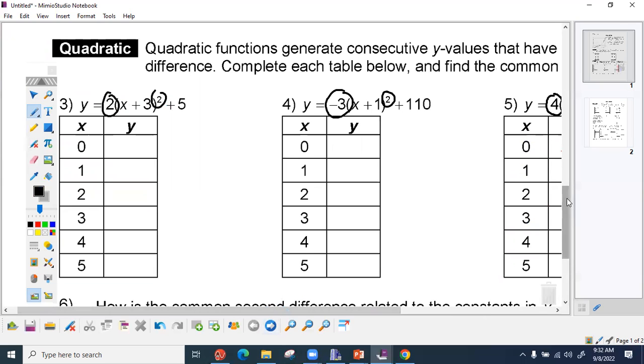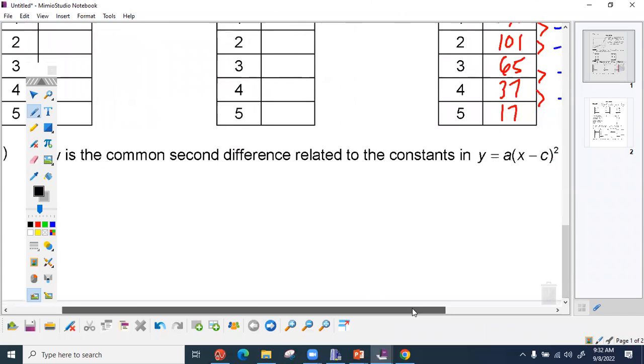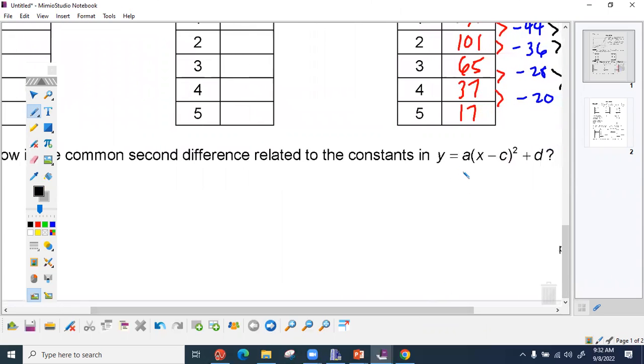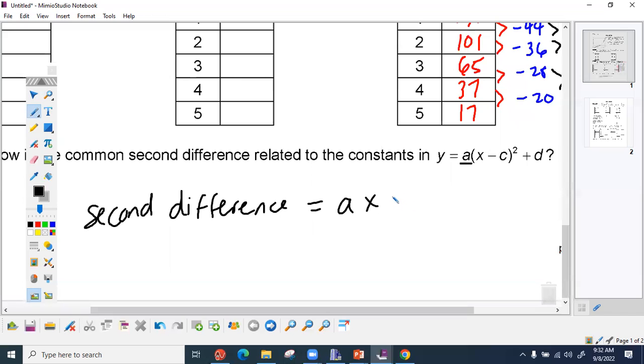So we can come to the conclusion that the relationship between our second difference and our equation involves our A, right? Second difference equals A times 2. Does that make sense? So for a quadratic, your second difference is going to be A times 2. Whatever your A is, you're going to multiply by 2. Remember, A is just your leading coefficient.